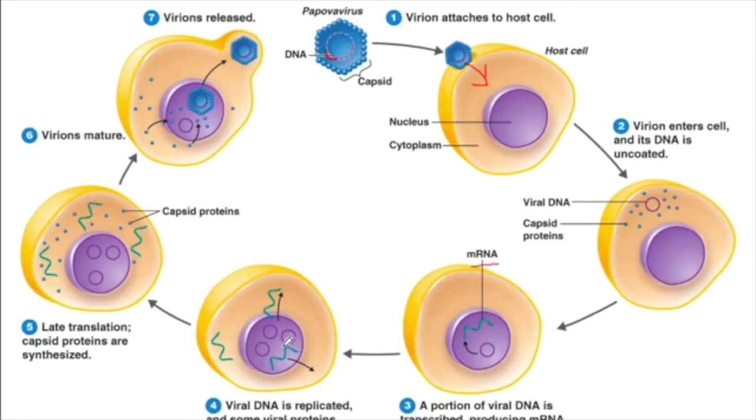Now, once it's made copies of itself, it will continue to make copies of the other proteins that it needs to assemble itself, like the capsid proteins. Once everything is ready, it will then assemble itself. So there's assembly, and once it's assembled, it will then be released from the cell. So that's the cycle.